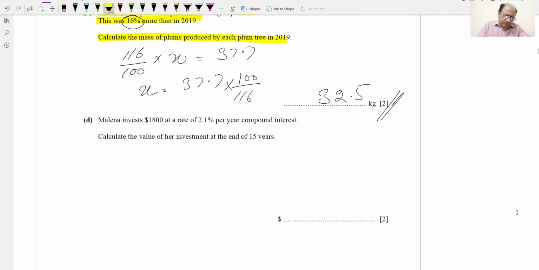Then D part, Melina invests this amount at the rate of 2.1% per year compound interest. Calculate the value of her investment at the end of 15 years.